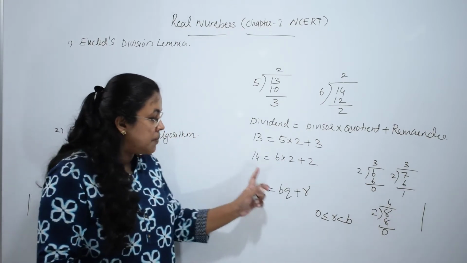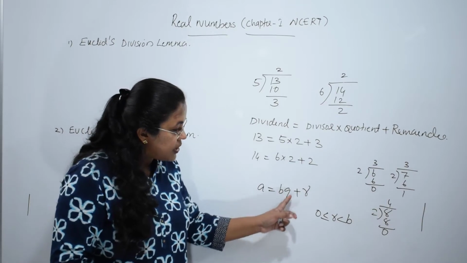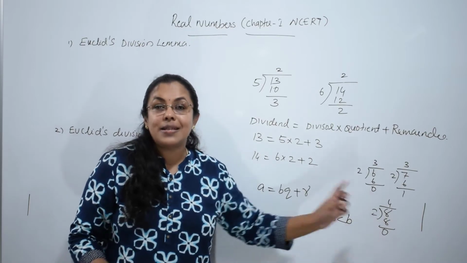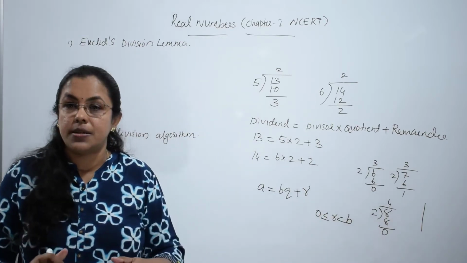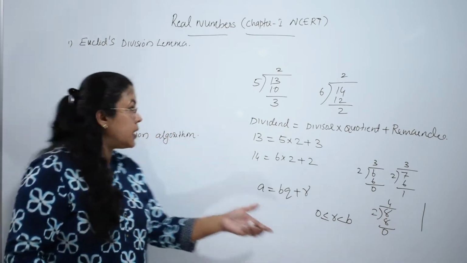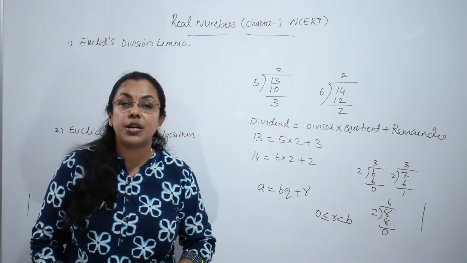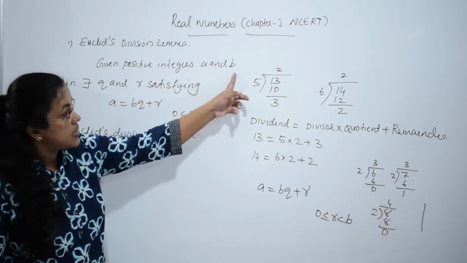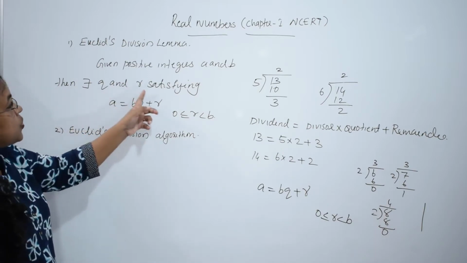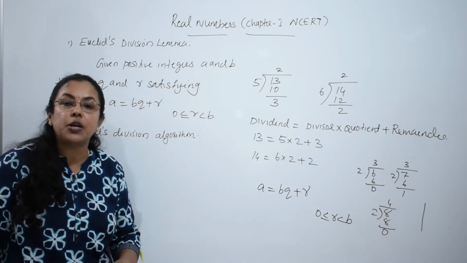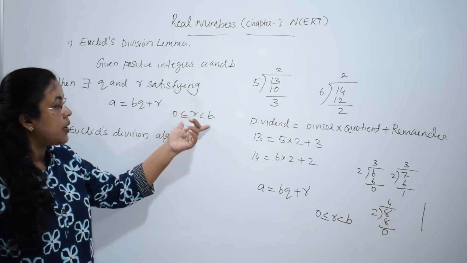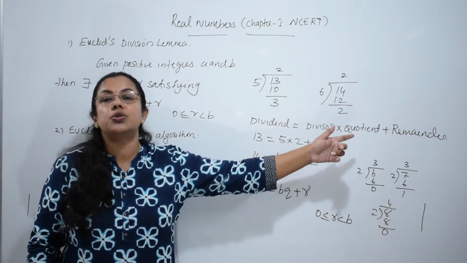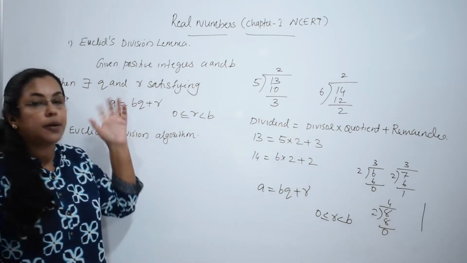If we divide a by b, we get a quotient and remainder, and the remainder is either 0 or less than b, less than the divisor. This statement form is called Euclid's division lemma. What is Euclid's division lemma? Given positive integers a and b, there exist q and r satisfying a is equal to bq plus r, where 0 less than or equal to r less than b. Nothing but dividend is equal to divisor into quotient plus remainder in statement form.